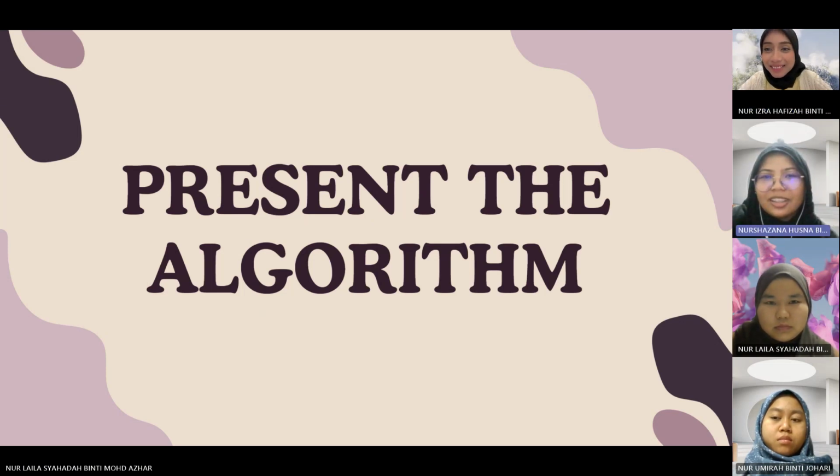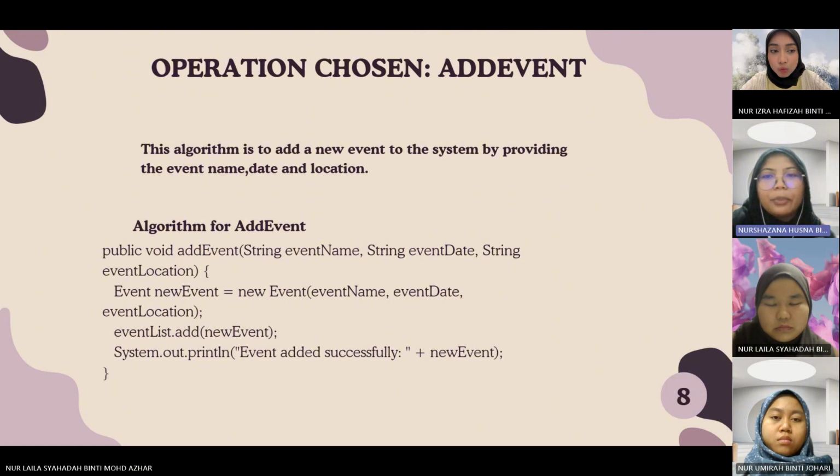Okay, thank you, Umira, for the previous slides. This part presents the algorithm. The operation chosen is add event. This algorithm adds a new event to the system by providing the event name, date, and location. So this is the algorithm.